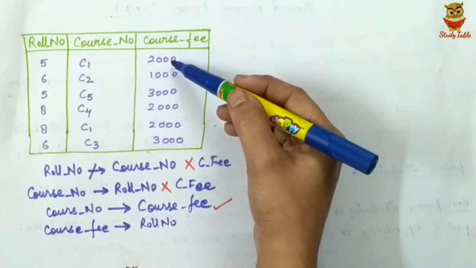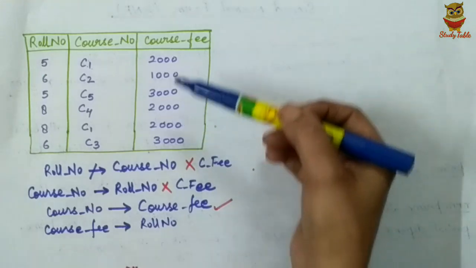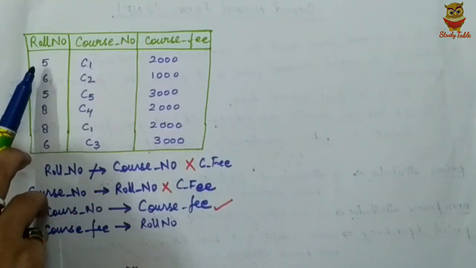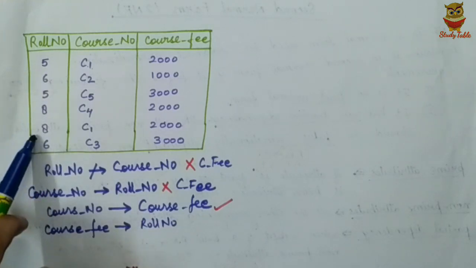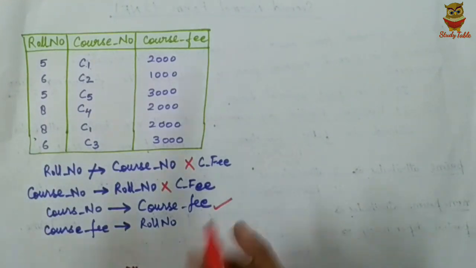For value 2000, there are three occurrences of 2000. Am I getting a single value? No, I am getting different values, 5 and 8. So it is not uniquely identifying.